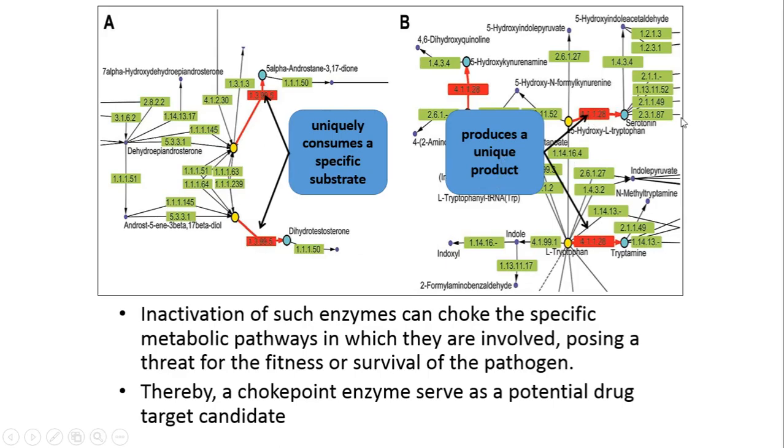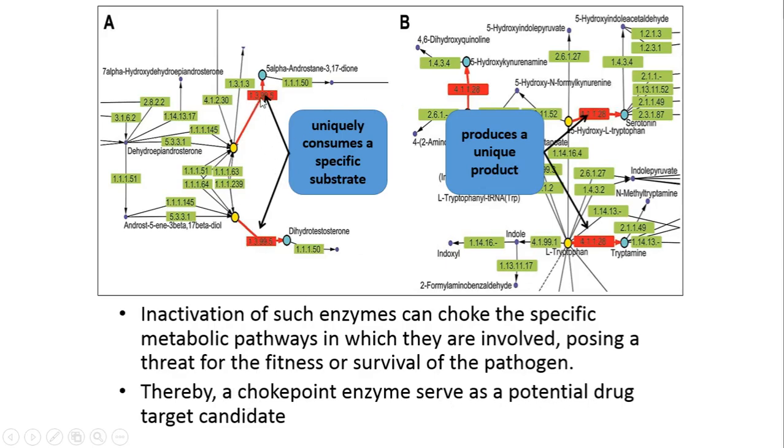Okay, on the other hand, if you stop such a reaction that produces a unique product, all the subsequent reactions or the subsequent metabolic pathways that are dependent on this metabolite would be stopped. Eventually it would result in starvation, right? All the metabolic reactions would stop. That would result in starvation of certain metabolites. Okay, so in this way, a choke point enzyme serves as a very potential drug candidate.